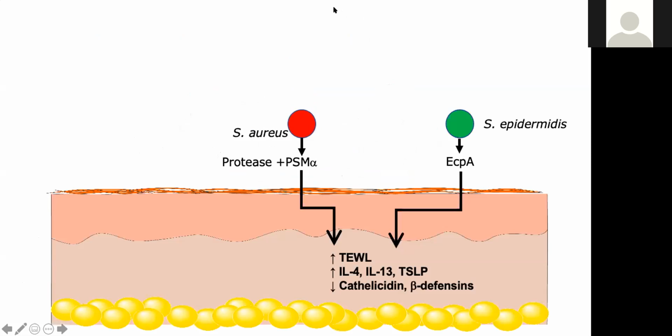So our model in AD, from what I've told you thus far, is that there are two kinds of bacteria that, at least, are doing things that damage the barrier. Staph aureus is making proteases and PSMs. Staph epidermidis is making ECP. That leads to changes in the barrier, which is bad for derm.